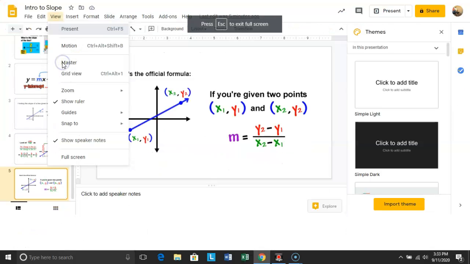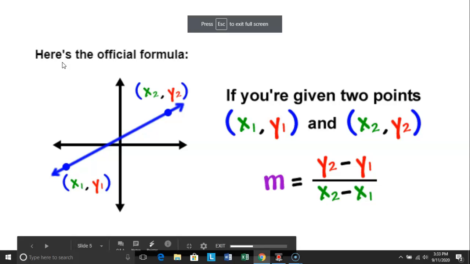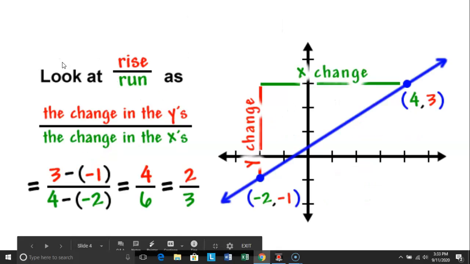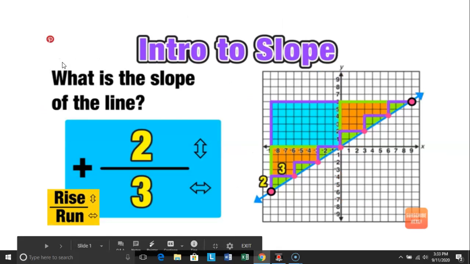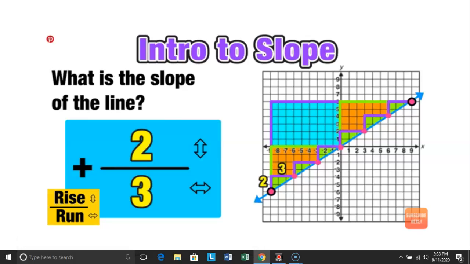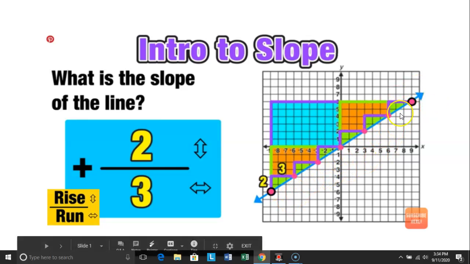Hold on, guys. So starting with that one right there. So this is basically about slope. This may sound familiar to some of you. What is the slope of the line? So given a graph, we're going to discuss that one. So you have a graph here. We're going to find the slope of this line.